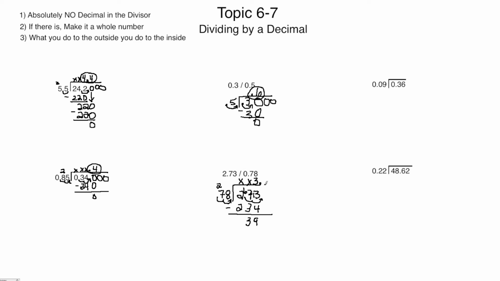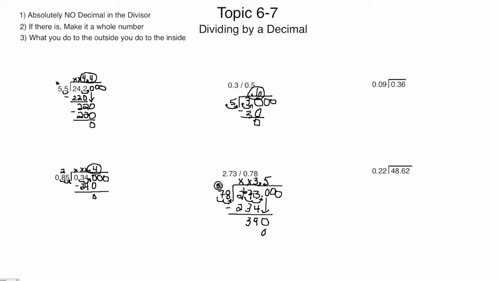Can't have a remainder, so let's add a decimal and 3 zeros. Extend our division line, bring down the first 0. How many times can 7 go into 39? Well, that would be 5 times, because 5 times 7 is 35. 5 times 8 is 40.